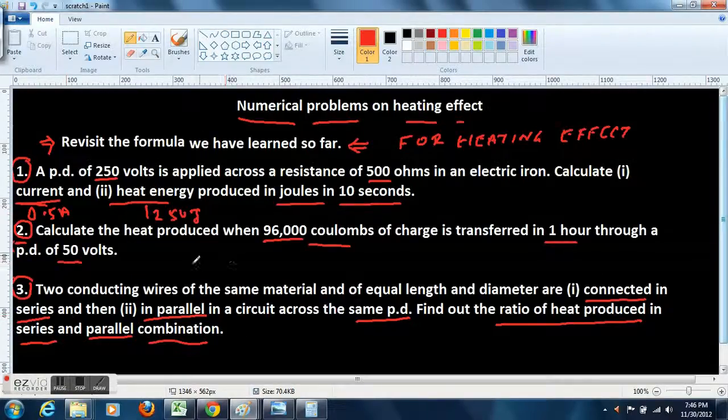Now let me go to problem number 3. Two conducting wires of the same material and of equal length and diameter are connected in series and then in parallel in a circuit across the same potential difference. Find the ratio of heat produced in series and parallel combination.